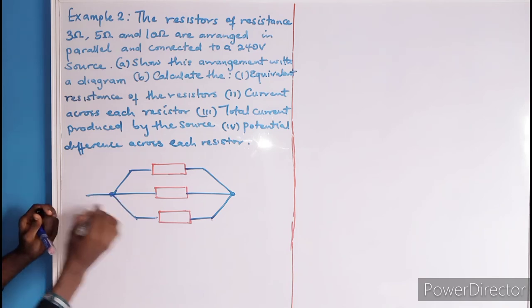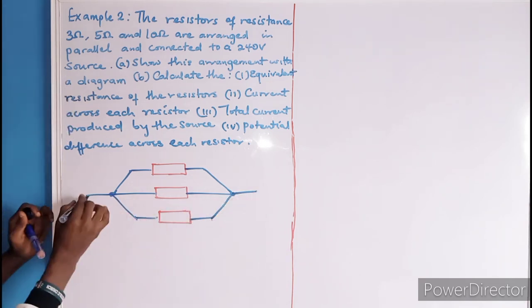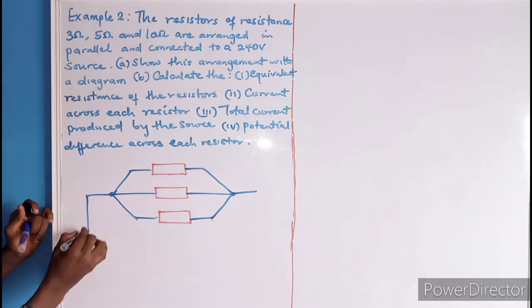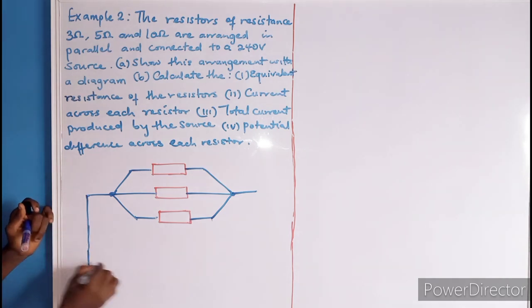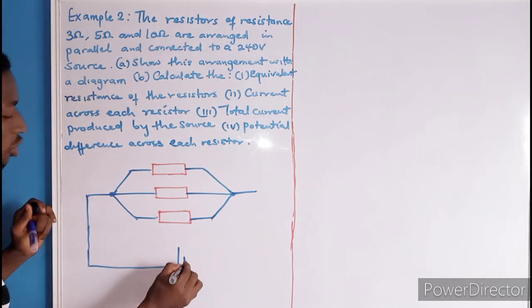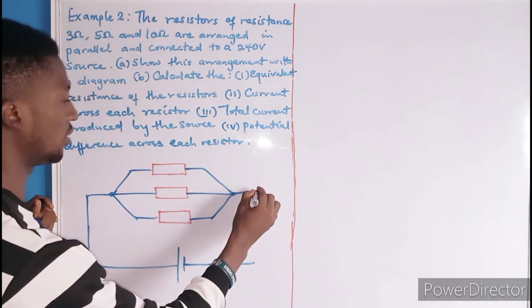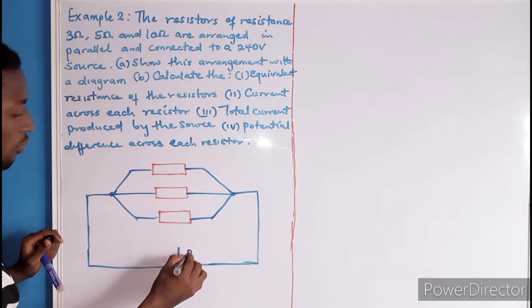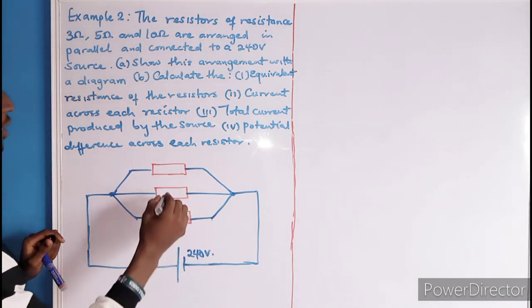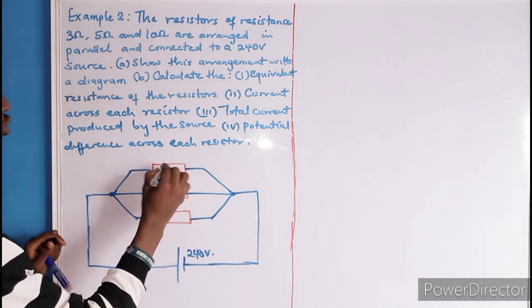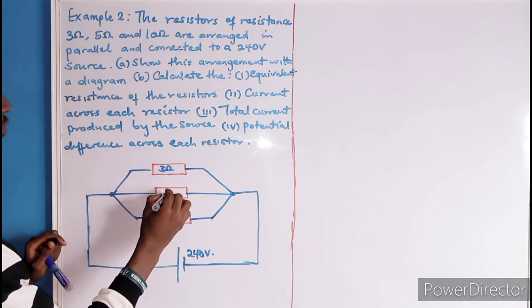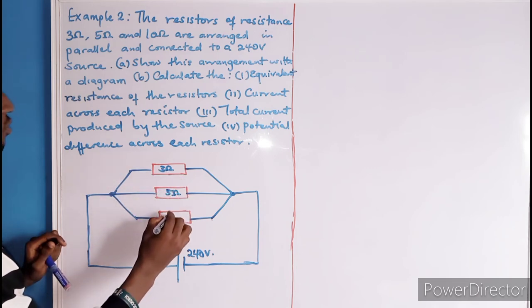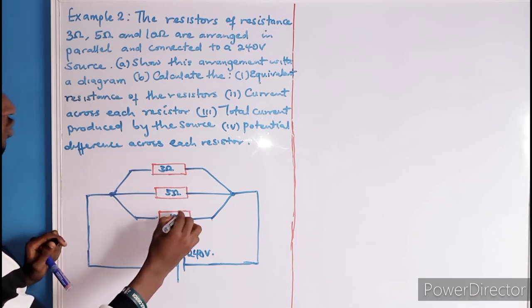We then extend this further and connect all of this to a source voltage, where you have one length longer than the other. Now the source voltage they said is 240, right? So we put our 240 volts here. Here they said the first one is 3 ohms, the second one is 5 ohms, and the next one is 10 ohms.